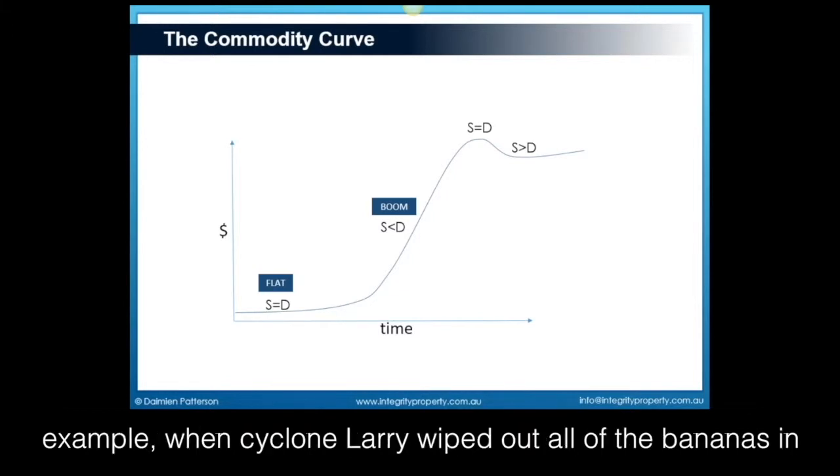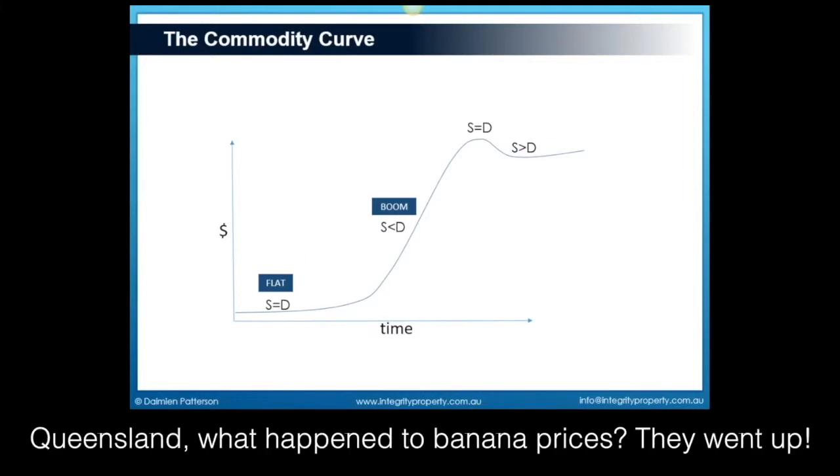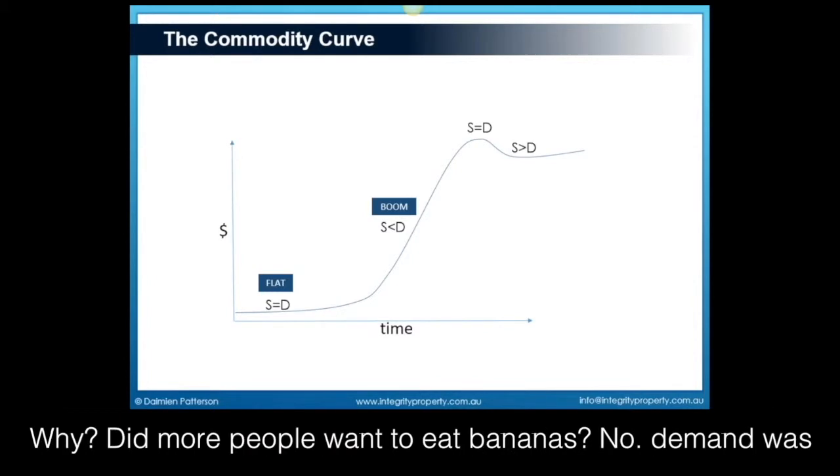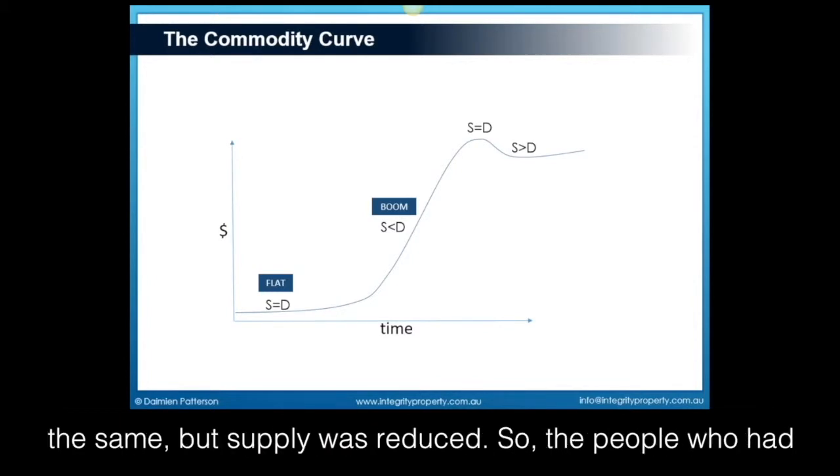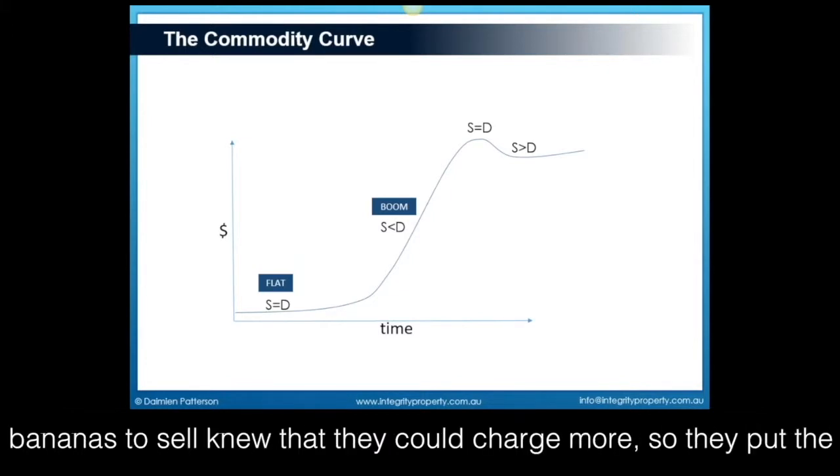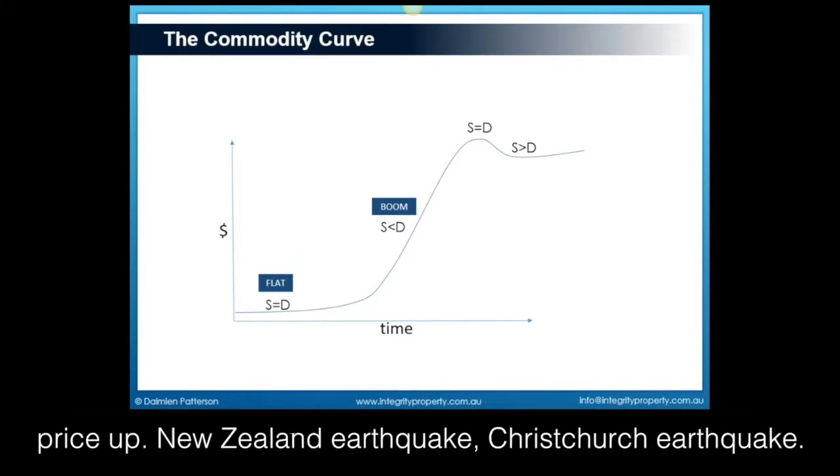Now, for example, when Cyclone Larry wiped out all of the bananas in Queensland, what happened to banana prices? They went up. Why? Did more people want to eat bananas? No, demand was the same, but supply was reduced. So the people who had bananas to sell knew that they could charge more, so they put the price up.